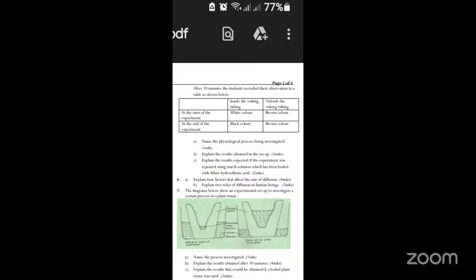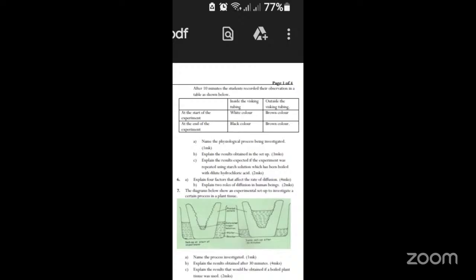Question A: name the physiological process being investigated. The moment you see iodine and starch, automatically that one will be diffusion. So the answer to that question is diffusion. The other question is: explain the results obtained in the setup.